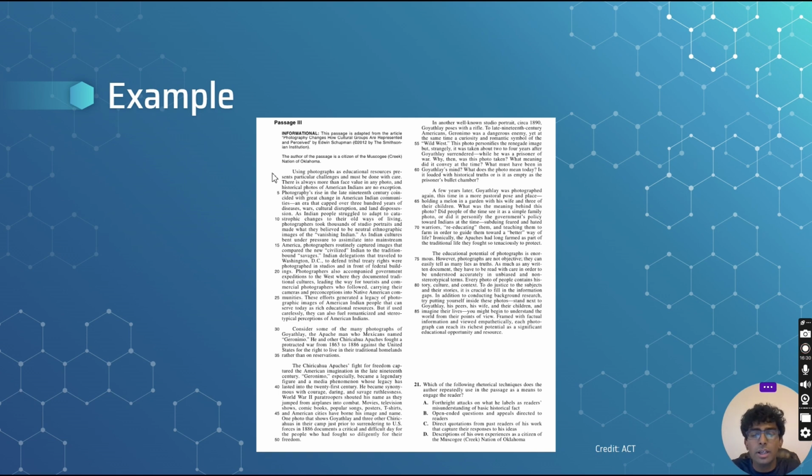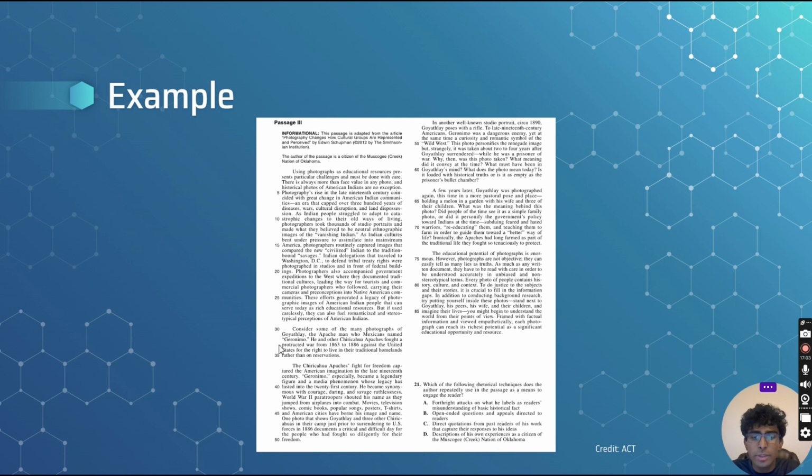But basically, we'll start skimming through it a little bit. We're talking about photographs as educational resources, talking about photos of American Indians, as Indian people were trying to adapt to changes. They took thousands of studio portraits. What it's talking about here is mainly photographers and how they are capturing different aspects of American Indian people to use as educational resources to get an inner look into their lives.